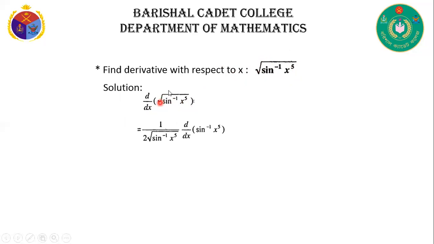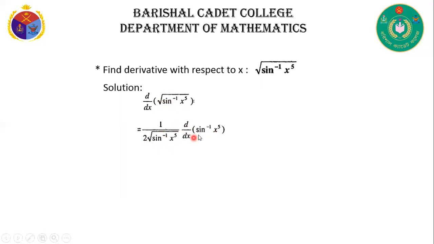Here we know d by dx root x is equal to 1 by 2 root x. Here x means sine inverse x to the power 5. That's why we can write d by dx root sine inverse x to the power 5 is equal to 1 by 2 root sine inverse x to the power 5. Now the remaining part, d by dx sine inverse x to the power 5.